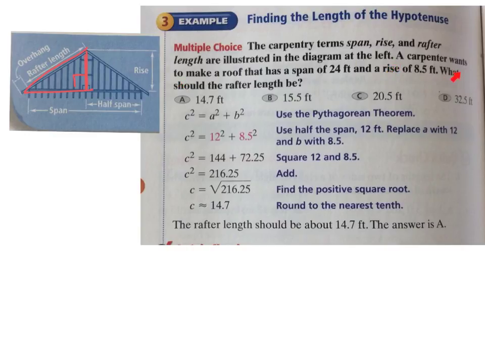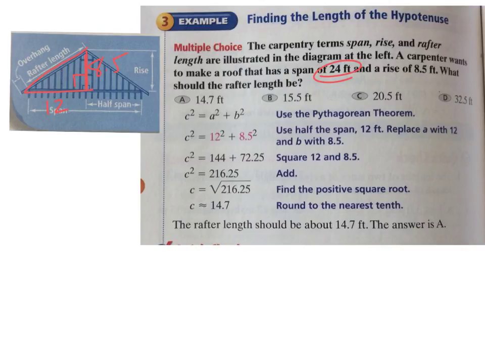at the left. A carpenter wants to make a roof that has a span of 24, so that's all the way across, and a rise of 8.5. What should the rafter length be? So that's going to be the hypotenuse. The thing to notice here is if we have a span of 24, it's really the half span that we're concerned about. So if it's 24, it's 12 halfway across, and the rise here is 8.5.